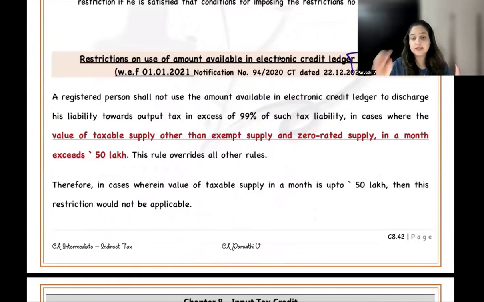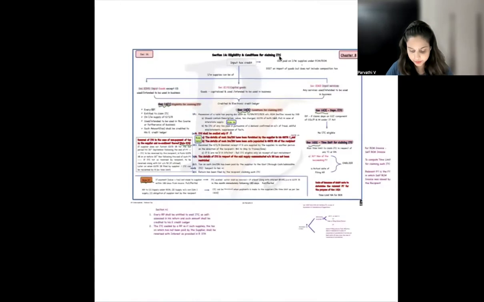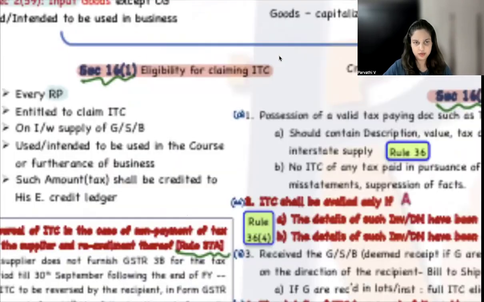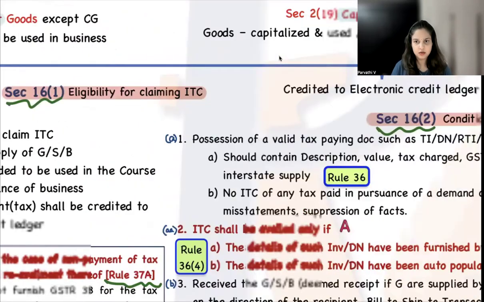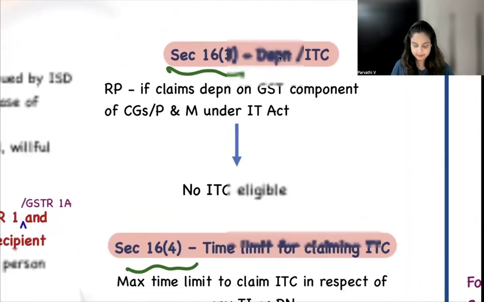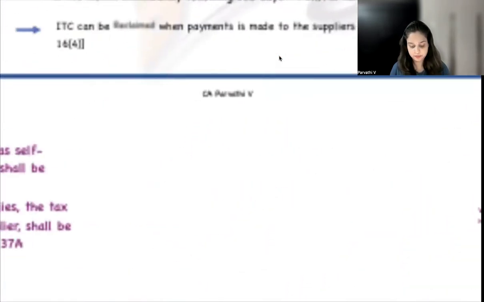I'm showing these contents to make sure that you don't miss out on any topic, because you're all using different materials. Make sure that you cover all these topics today. It's not much, just a small topic, and you can manage to cover it. This is also a chart you can use for revision. Once you've covered Section 16, you can go to this chart. What does Section 16.1 say? Next, Section 16.2: what are the conditions for claiming ITC? Section 16.3, Section 16.4, and whatever amendment has come relating to that.